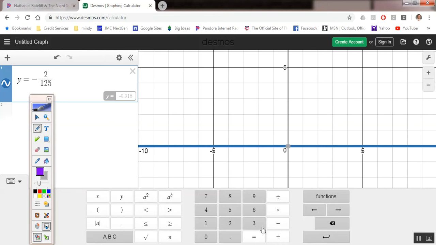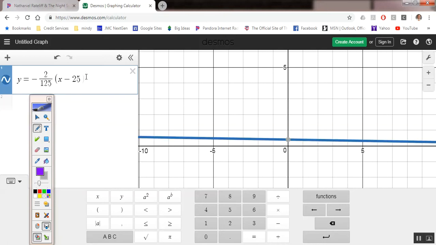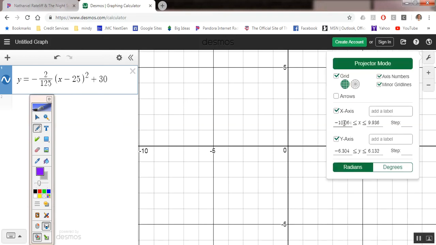All right, now I don't remember the other part. So what's in parentheses? X minus how much? 25. And that was all to the second power. Shoot, I screwed that up. What was the k value out there on the end? 30. Okay, I want to do something here quickly. Let me change my window on this.